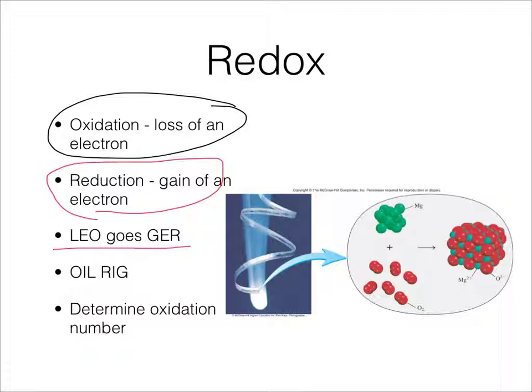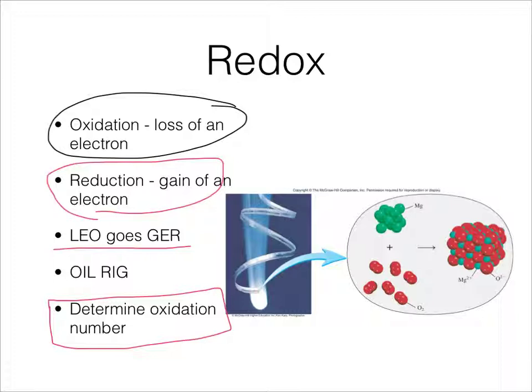Or another way is OIL RIG. Oxidation is loss and reduction is gain. Now, in order to understand a redox reaction, we have to determine the oxidation number of each of the species present in our reaction. This is going to allow us to kind of bookkeep the electrons so that we know where they're at and where they're going.